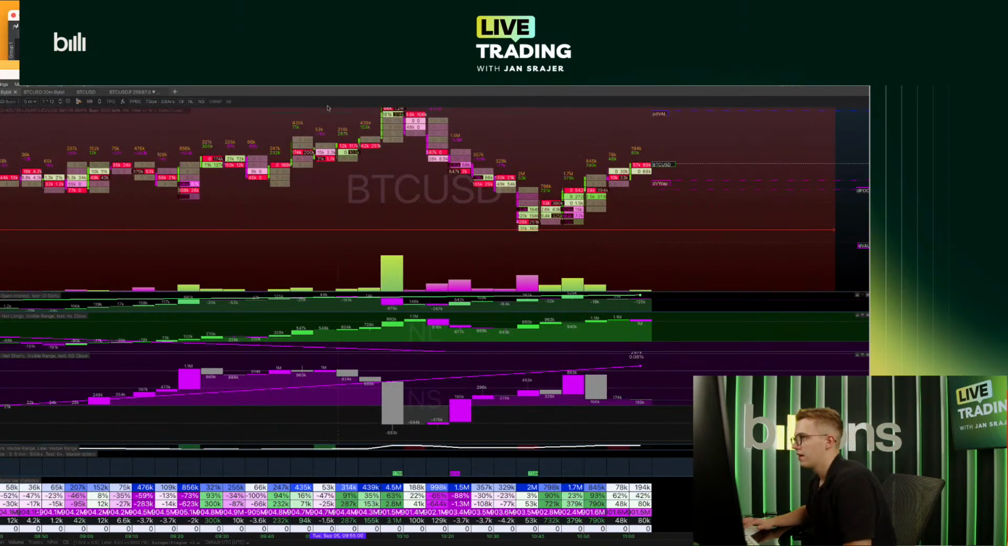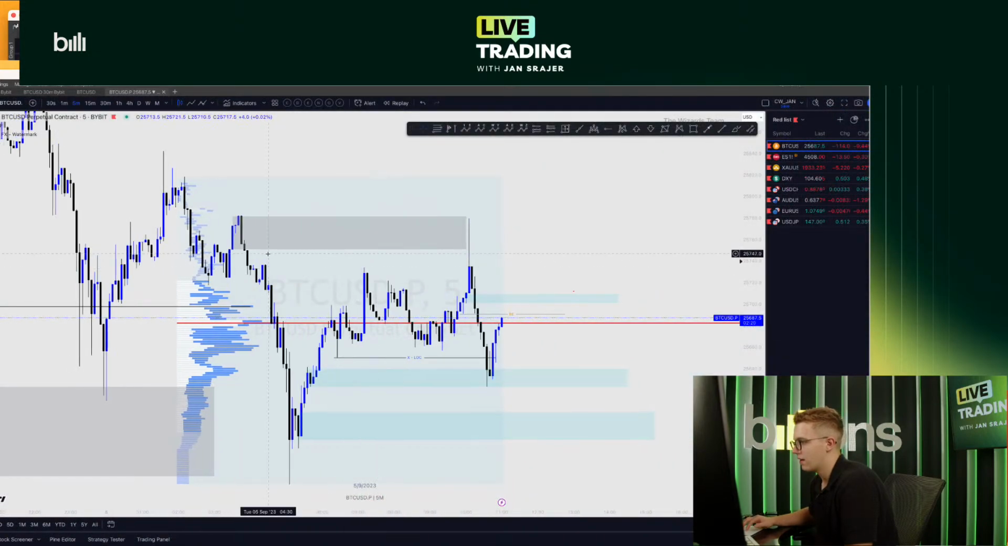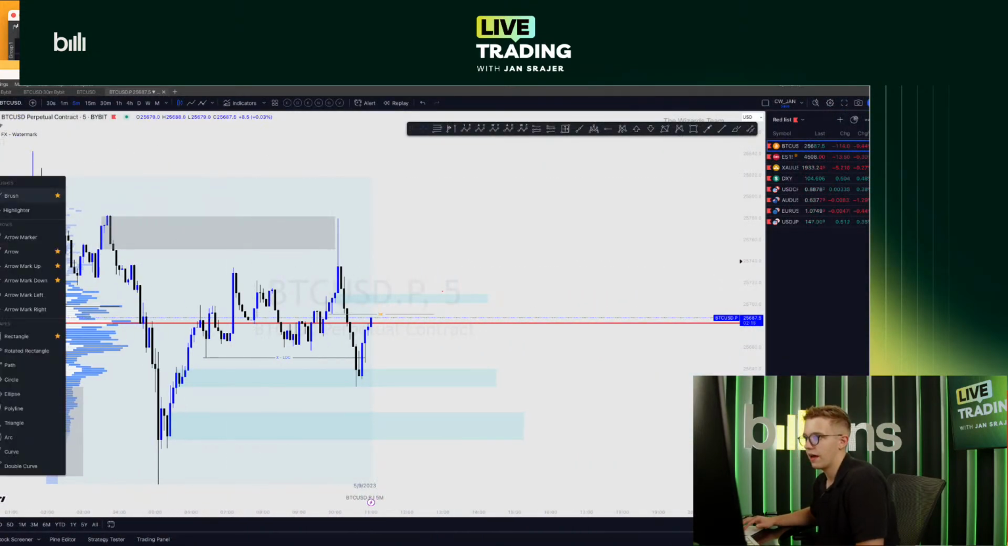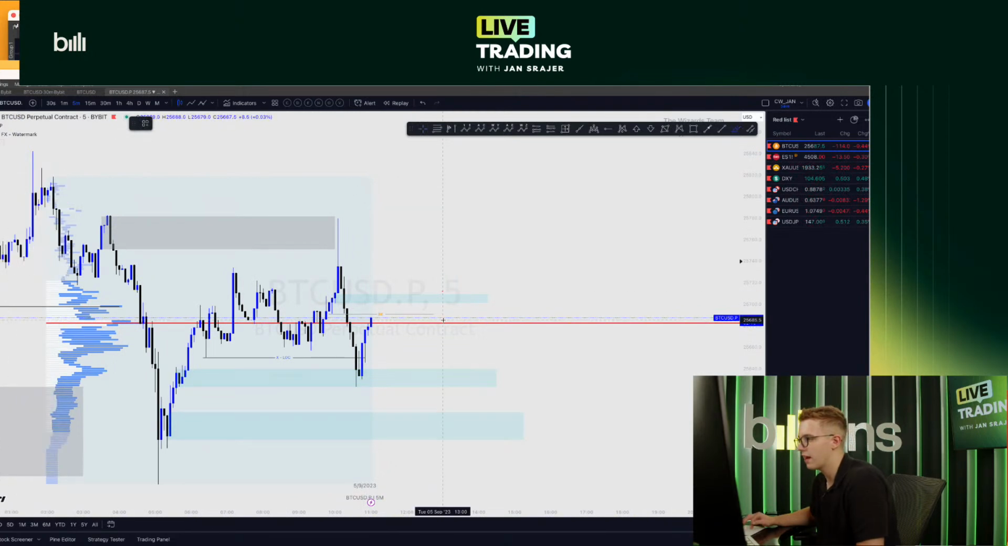But it also creates liquidity. In my opinion, I wouldn't be surprised if we get another leg down to here and then potentially move up. That's basically the plan that I have, but once again, I may be completely wrong.